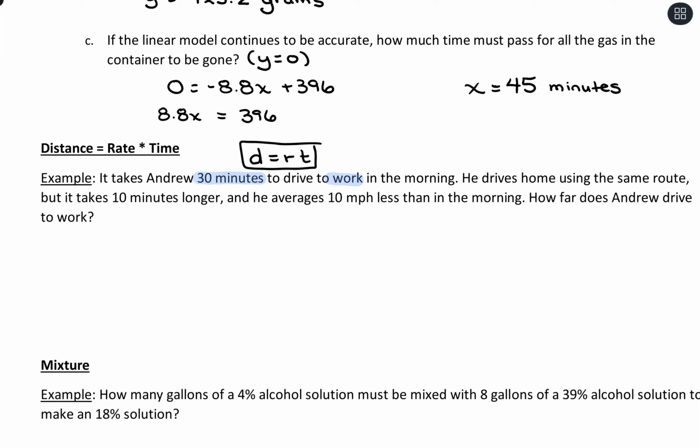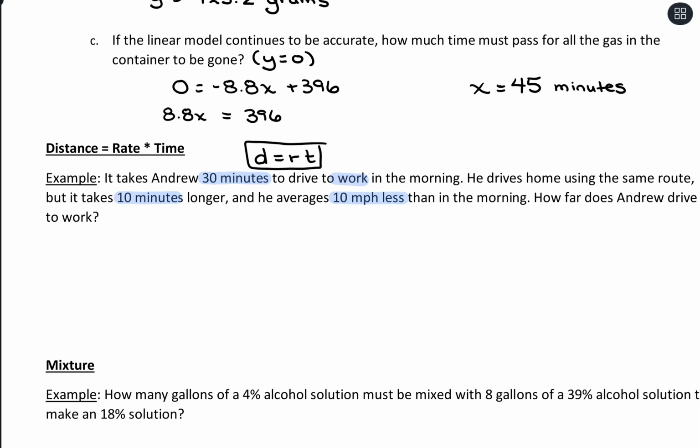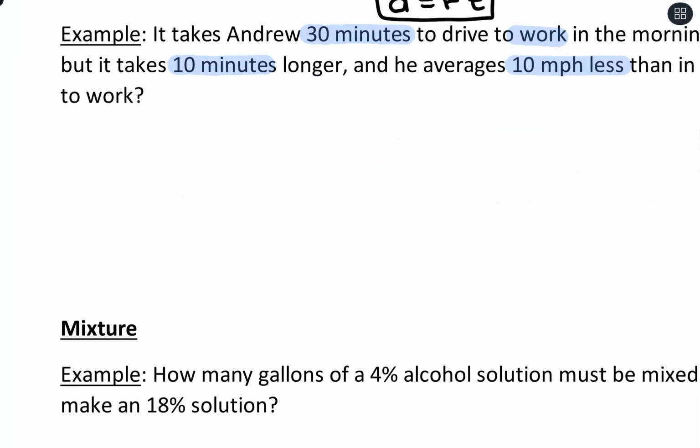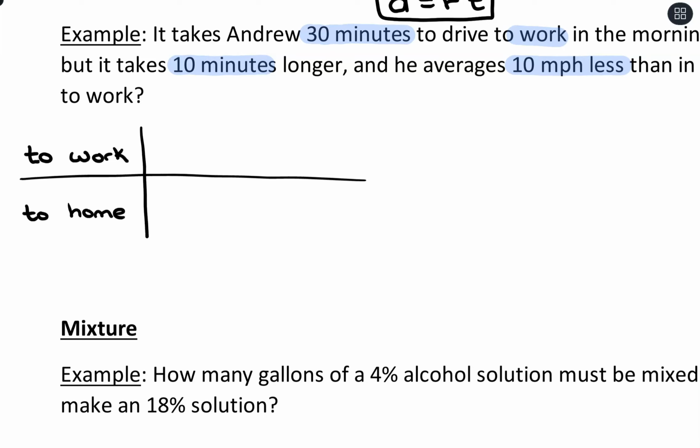He drives using the same route, so we have the same distance, but it takes him 10 minutes longer, and he averages 10 miles per hour less on the way home. So we have these two directions, and what I find really helpful is to make a little chart. So let's see, driving to work, driving to home. And what we're going to look at is how distance, rate, and time come to play with each of those scenarios.